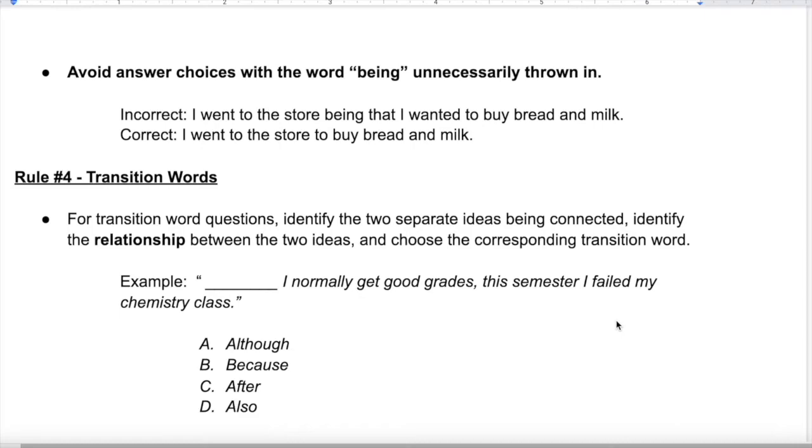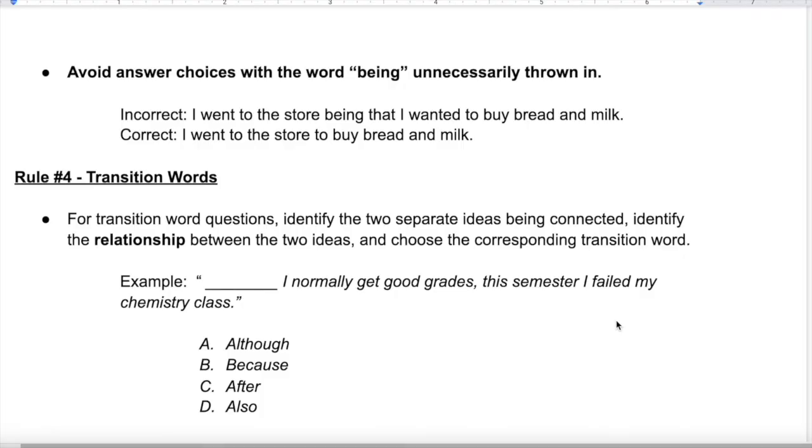Yeah, read the incorrect example. I went to the store being that I wanted to buy bread and milk. First of all, Francisco, how does that sentence sound? You cut out just a little bit. How's it sound to you? Doesn't sound right. Right? It doesn't sound right. And it's long, and it's kind of, that being that should sound weird.